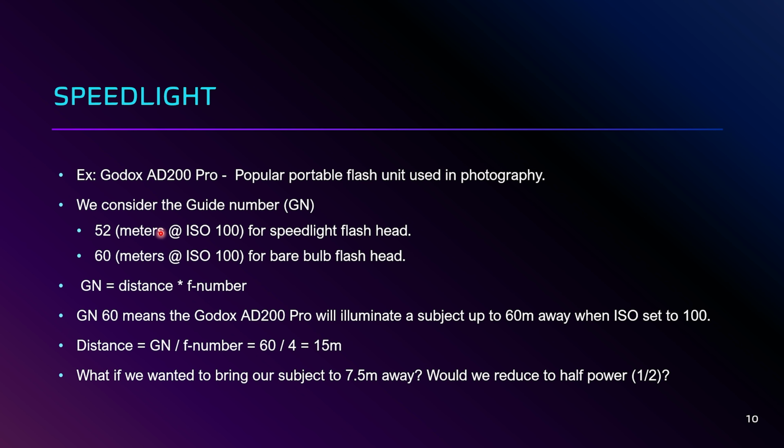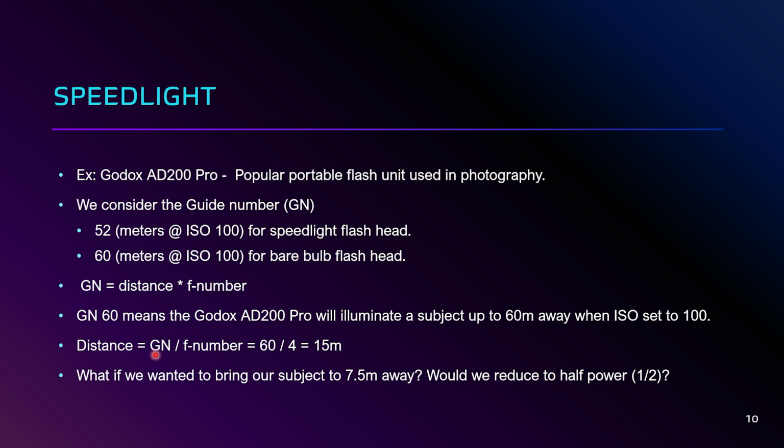If the gauge number is 52, that means at full power, ISO 100 and f-stop value 1, it can illuminate a subject which is placed 52 meters away from the light. Okay, let's consider another example.